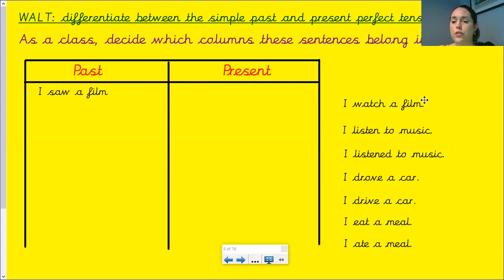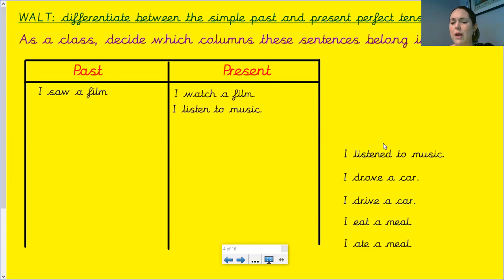Okay, I watch a film. The verb is watch. I watch a film. Oh, that's happening at the moment, isn't it? I listen to music. Oh, that's happening at the moment. That's a present tense sentence. Where would I put I listened to music? I could put that in the past, couldn't I? If I could put the word yesterday on the front of it, then I can put that in my past column. Yesterday, I listened to music. That makes sense. Let's put that in the past column.